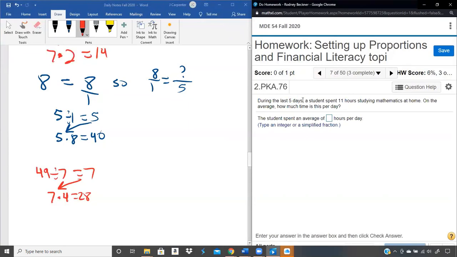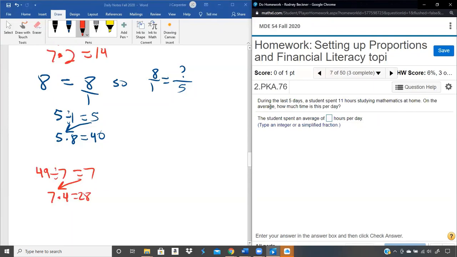During the last almost week, they studied 11 hours. So in those other 2 days, they can get their 1 more hour in. And remember, that's in addition to class time. Don't forget that. On average, how much time is this per day?